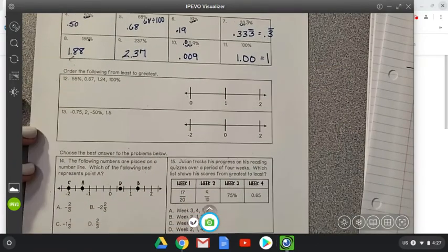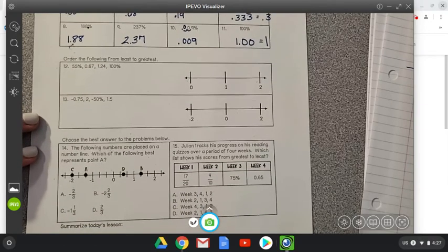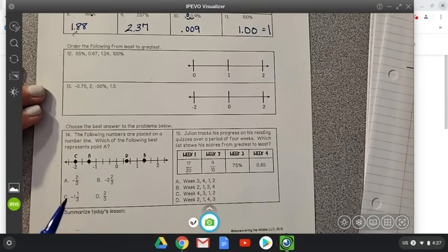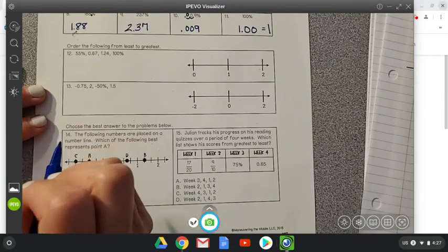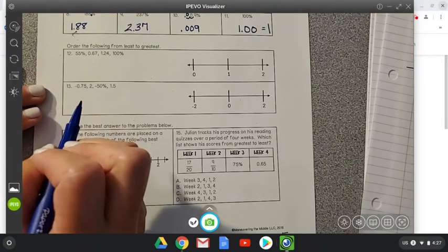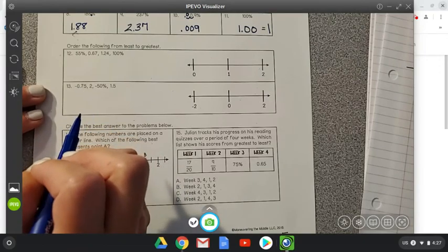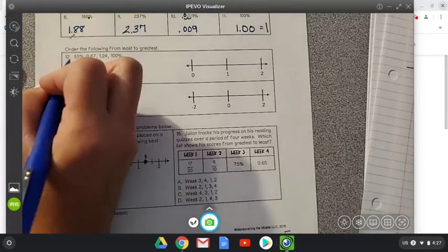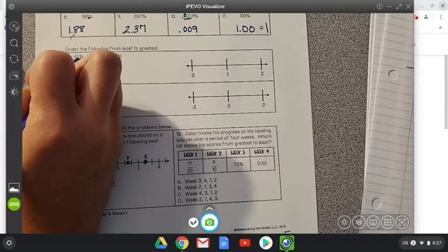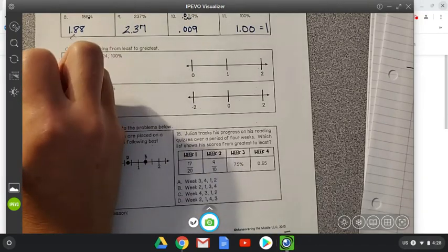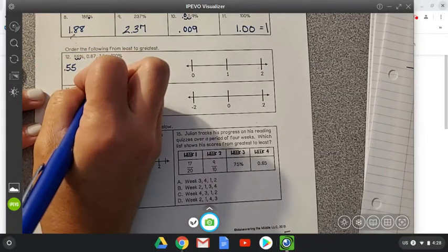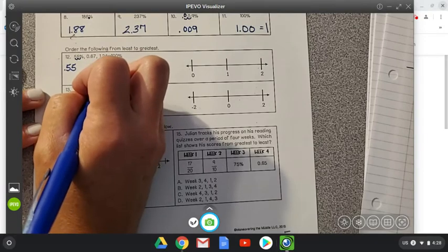All right, let's do number 12. We're going to order these from least to greatest, and then you're going to do number 13 on your Ed puzzle. All right, so number 12. In order to put these from least to greatest, we have to turn them all into a decimal, okay? So I have 55%, and I'm going to make that a decimal by moving the decimal 2 places to the left. That makes that 0.55. And then I need to change this to a decimal. And we did this one already. It's 1.0.